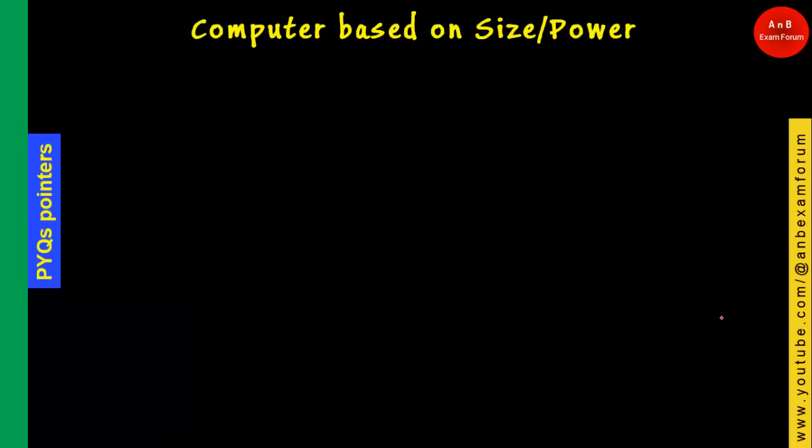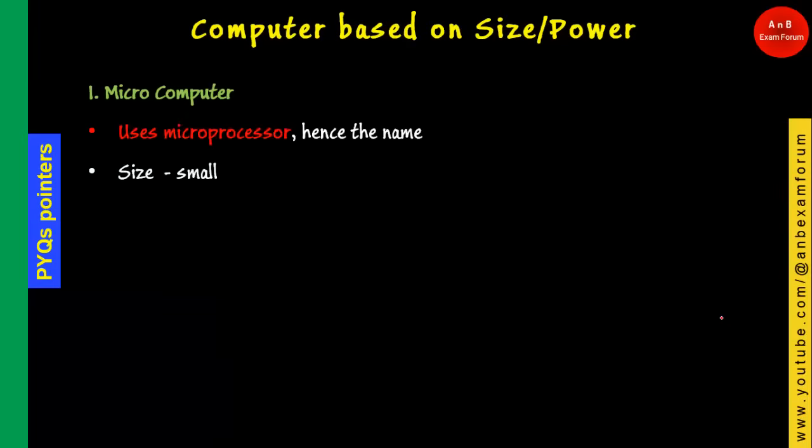The next classification is computer based on size and power. The first one is the microcomputer. And the very important definition is that it uses the microprocessor. It is the latest technology, you can say.